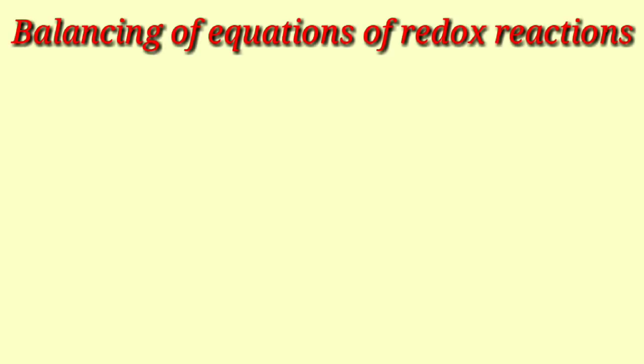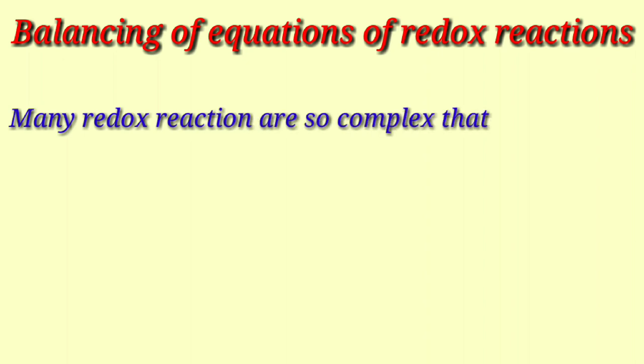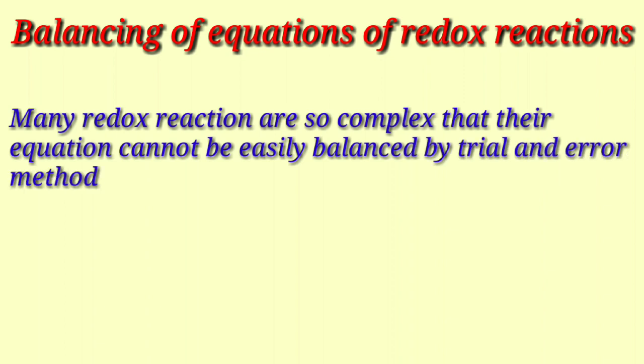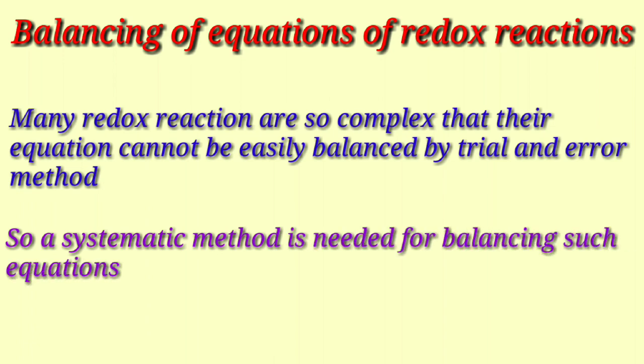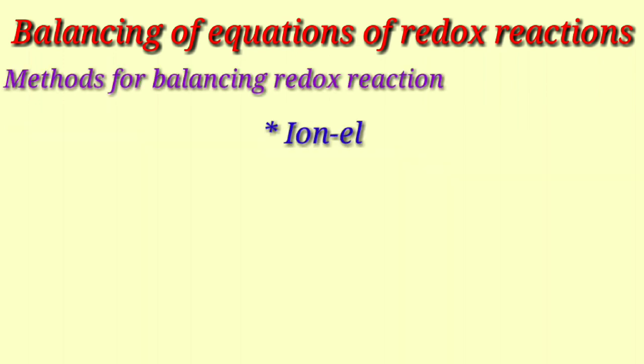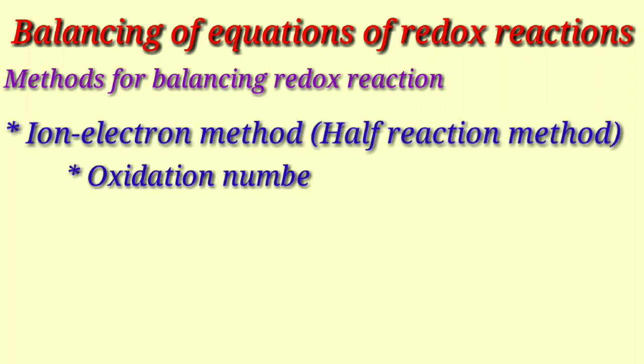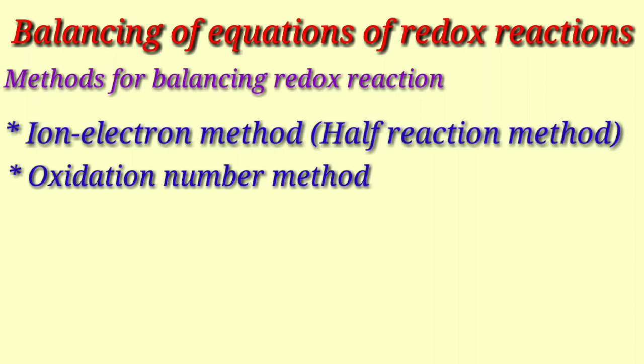Next is balancing of equations of redox reactions. Students, many redox reactions are so complex that their equations cannot be easily balanced by the trial and error method. So, a systematic method is needed for balancing such equations. Consider a few methods. First is the ion electron method, that is the half reaction method, and second is the oxidation number method. So students, in today's lecture we are going to discuss the ion electron method, that is the half reaction method.